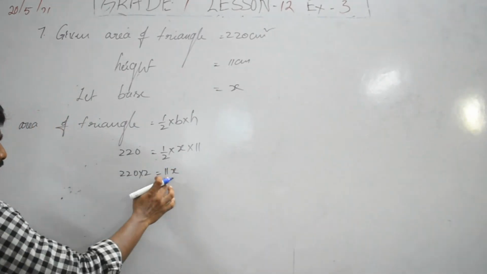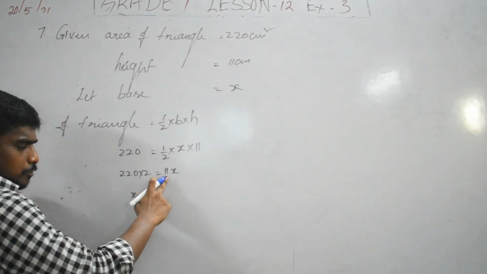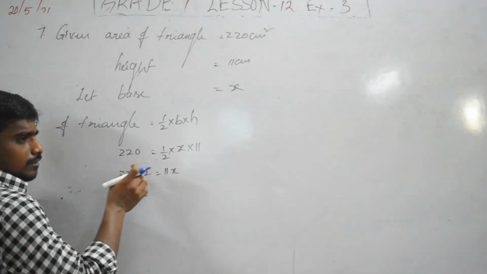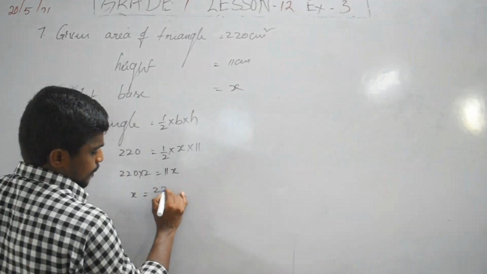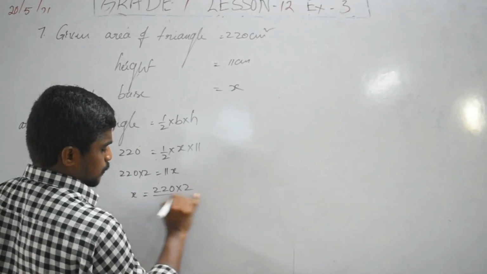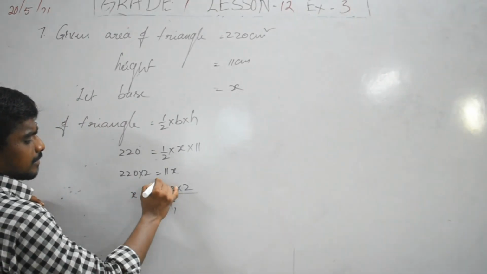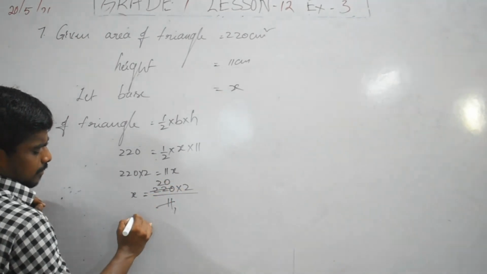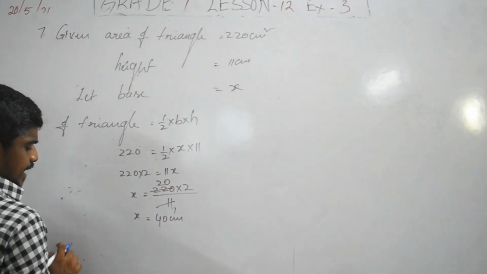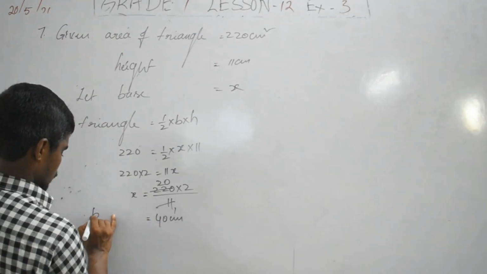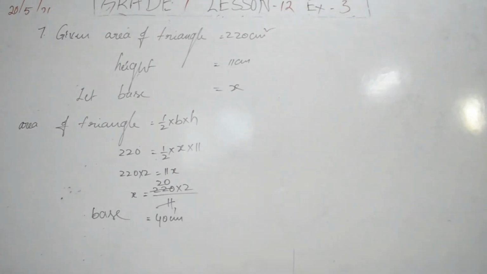So this 11 moving this side, x equals 220 by 2 into 11 in the denominator's place. 11 ones are 11, 11 twos are 22, 20. So x equals 40 centimeters. What is x? Base. So base equals 40 centimeters.